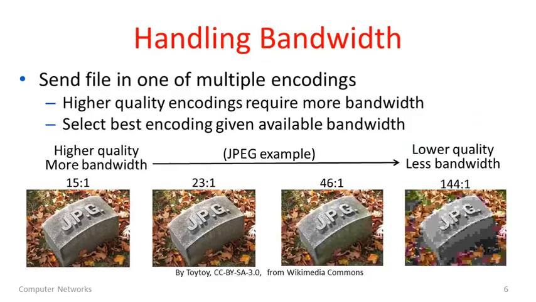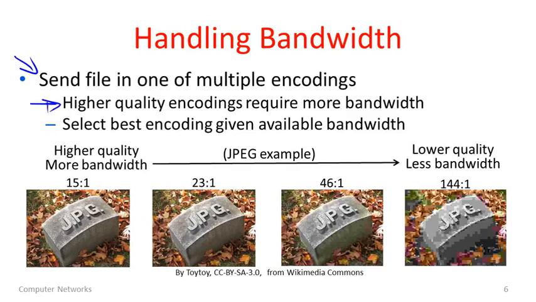So we've talked about the delay issue. Now let's talk about the bandwidth issue. Often in these streaming video scenarios, video can be streamed from a server to many different clients, and they have many different kinds of network connections which support different service rates and amounts of bandwidth. So to handle the available bandwidth, it's quite common to have encoded and to send the file in one of a set of encodings. It's possible to encode the same video or voice in several different ways.